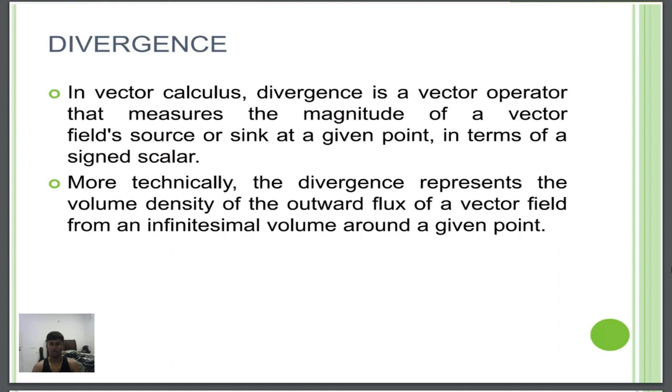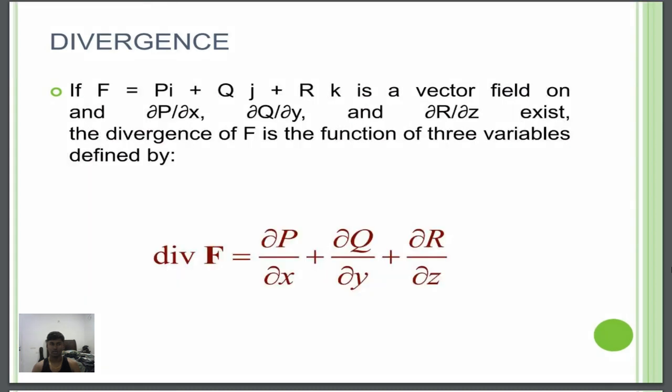If f is equal to p i plus q j plus r k is a vector field on R3, and del p by del x, del q by del y, and del r by del z exist, the divergence of f is the function of three variables defined by divergence of f is equal to del p by del x plus del q by del y plus del r by del z.